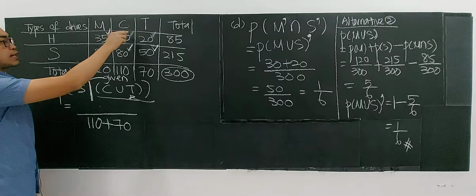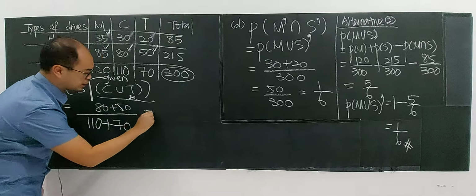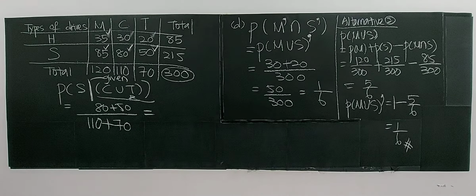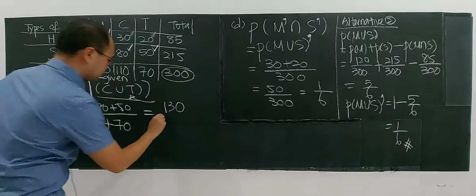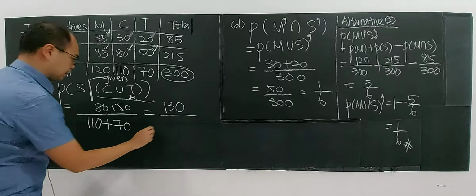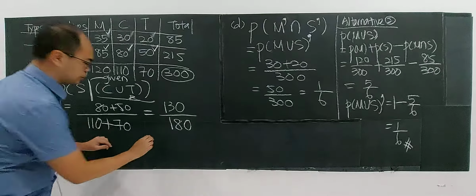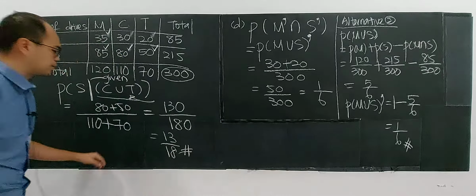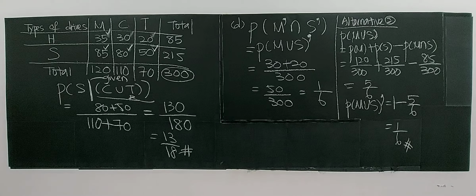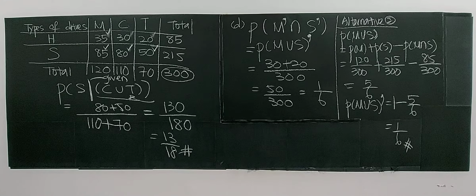It is an SSD drive. From here, which ones are SSD? 80 and 50. That's the meaning here. So you have 130 divided by 180, which gives you 13 over 18. This is the probability required by the question. The most important thing is that you understand the question and what is meant by given. Okay, let's look at the next part.